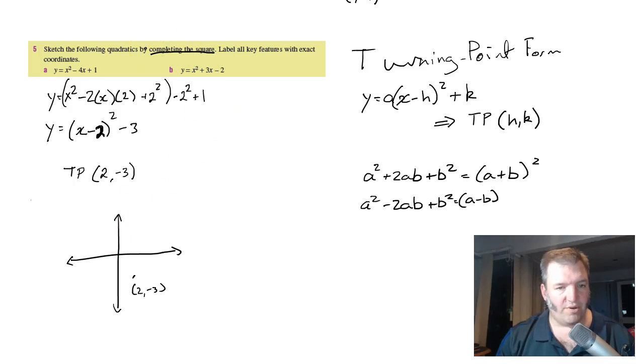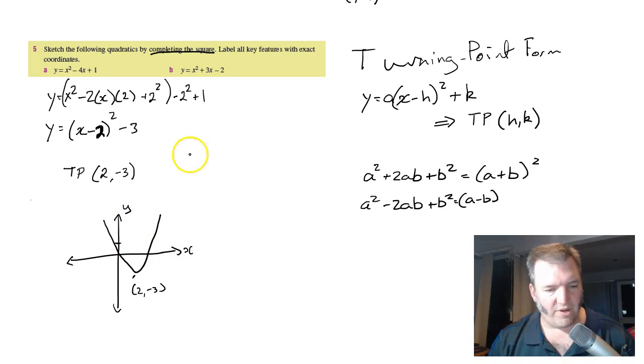What's the last thing we might want to look at? Label all key features. Well, I know that the y-intercept is actually a positive 1. When I sub in 0 or just the number on the end, I get 1. So now I get an idea of the shape of it. Label my axes, and I'm done. For some of them, we'll get you to label the intercepts. For this one, looks a bit tricky.